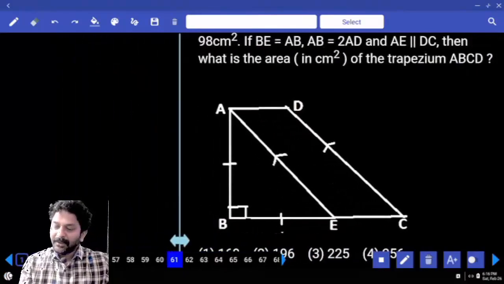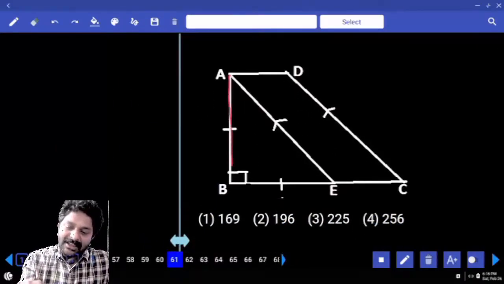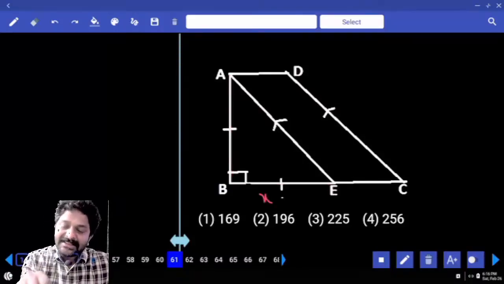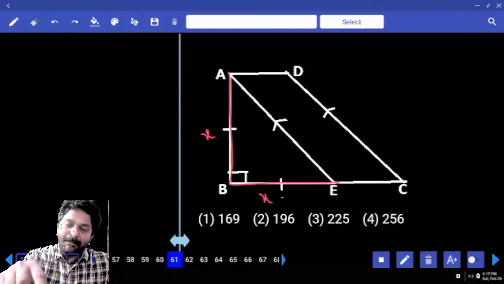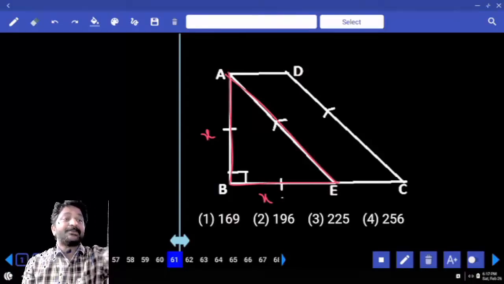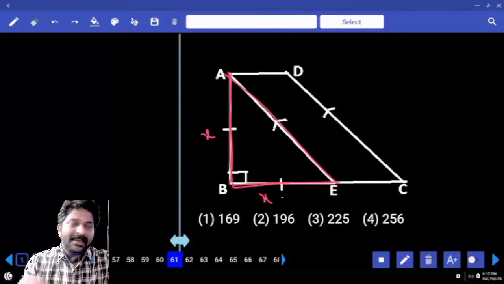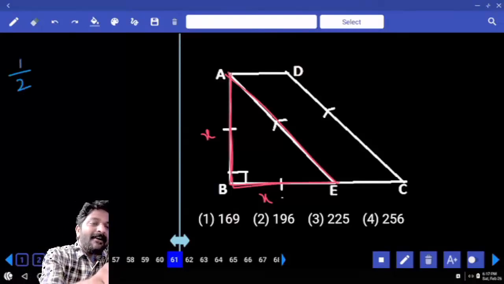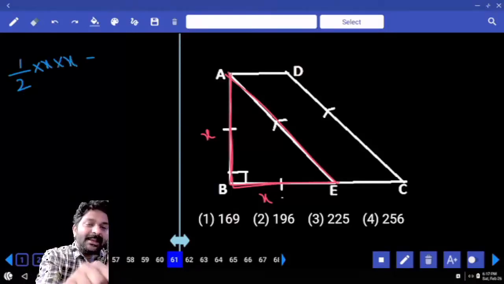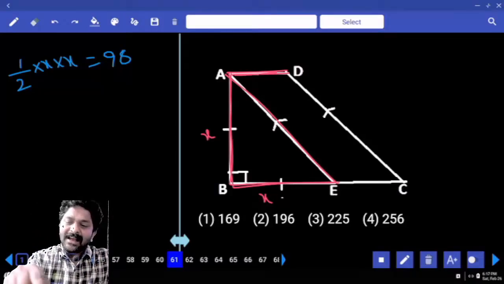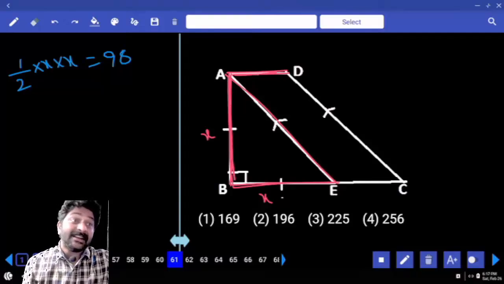So now it is clearly mentioned that AB and BE both are equal. Let me take this as X and this is also X. The area of the triangle ABE is already mentioned in the question, which is 98. Area of the triangle is half base into height, which is equal to 98. Next, AD is half of AB. That's what they mentioned indirectly.